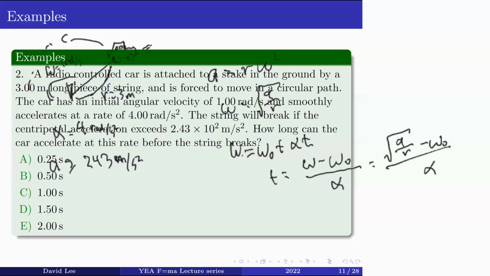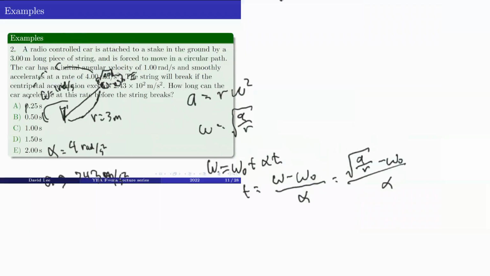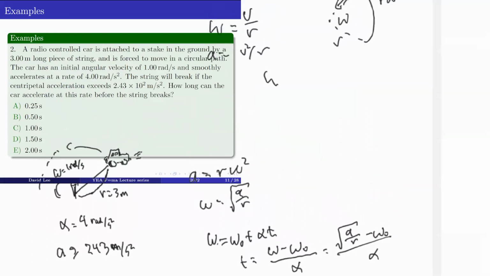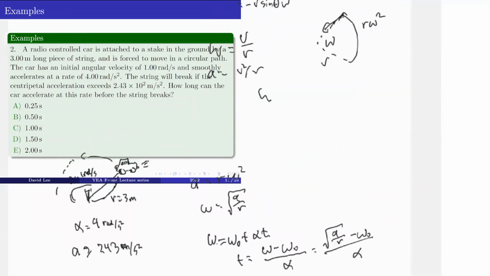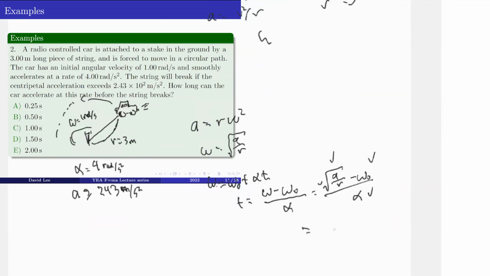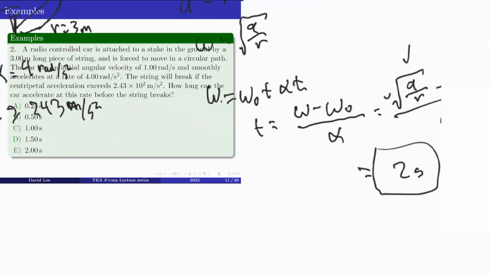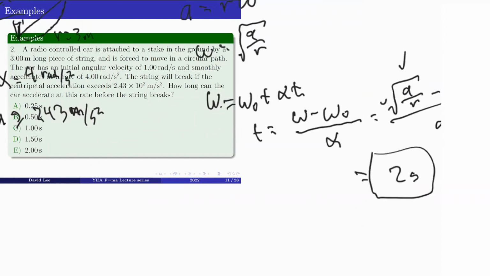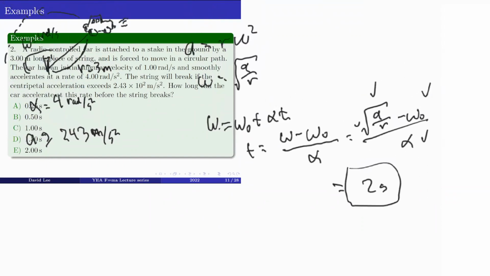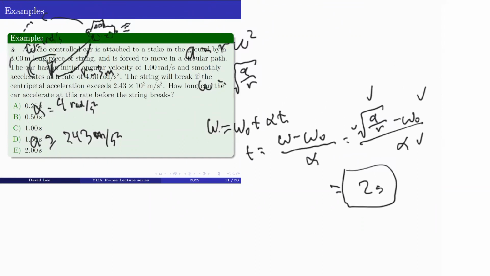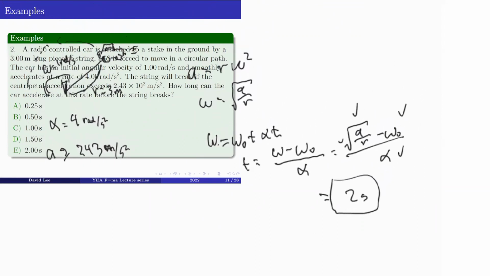And so now if we go back to our problem, we know what A is, we know what R is, we know what omega 0 is, and we know what alpha is. So now we can just plug all of these in, and this will give a time of 2 seconds. All right, cool. Do you have questions or no? All right. So let's move on.